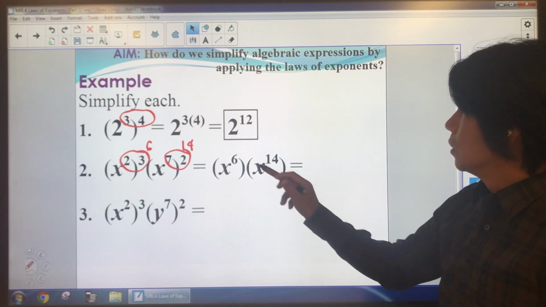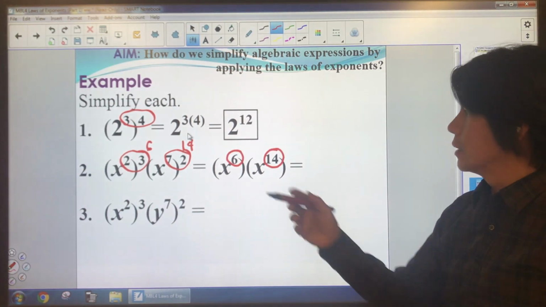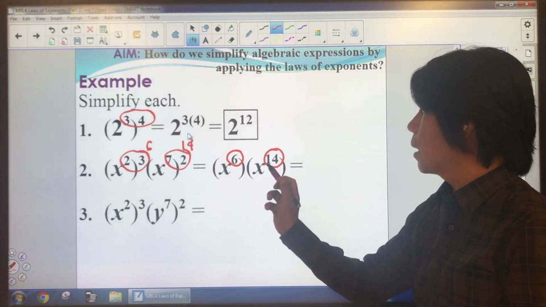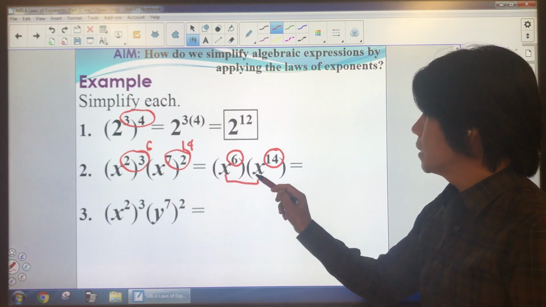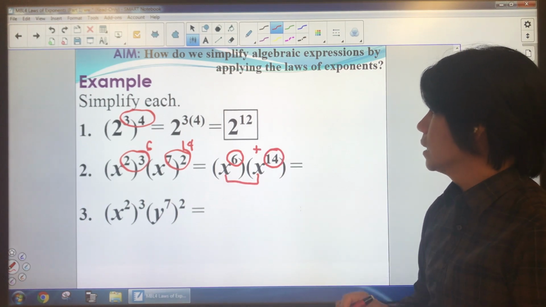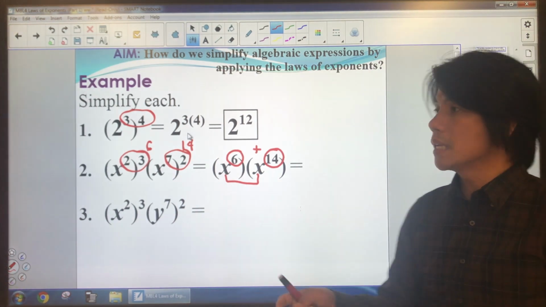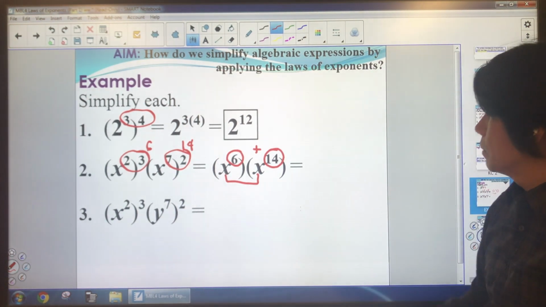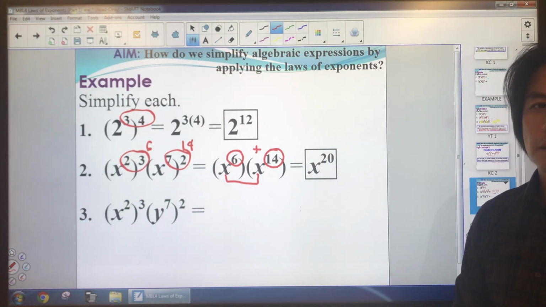Now, do we multiply 6 and 14? No, it's not power to power, but a product of powers, right? So, we keep the same base, and then this time we are going to add their exponents from what we learned in the first key concept. That gives us x to the 20th power.